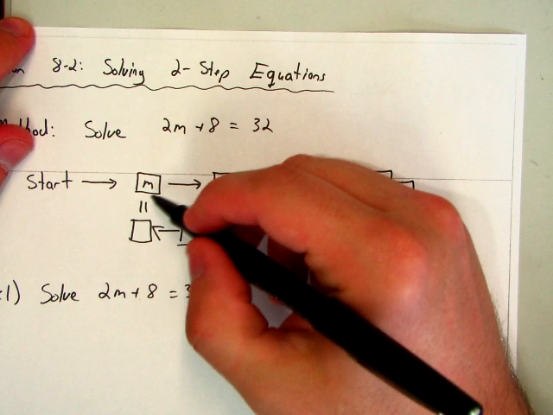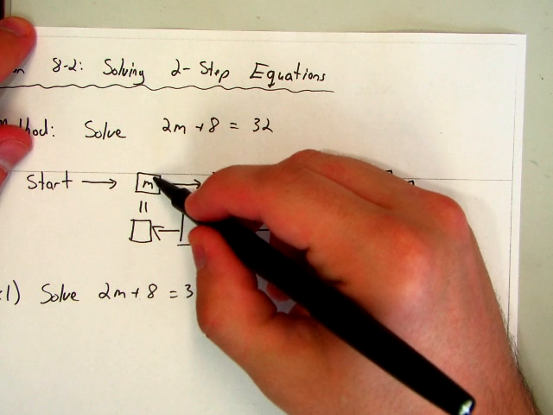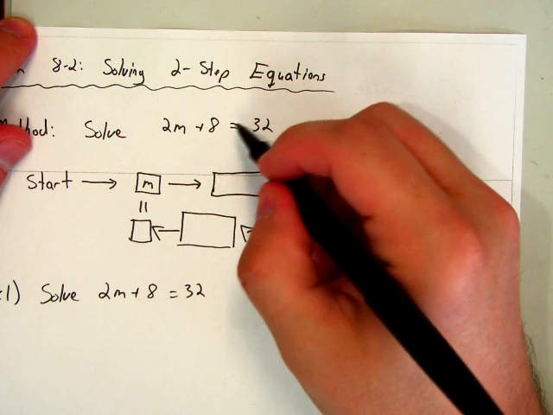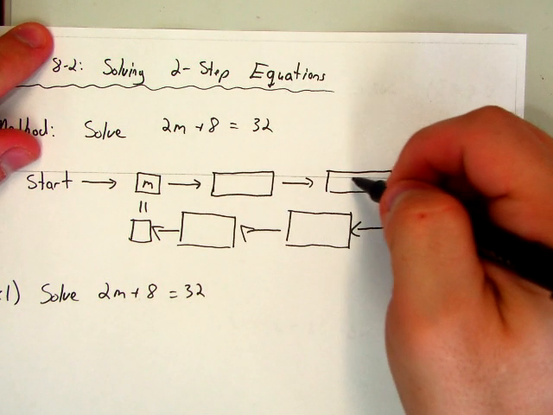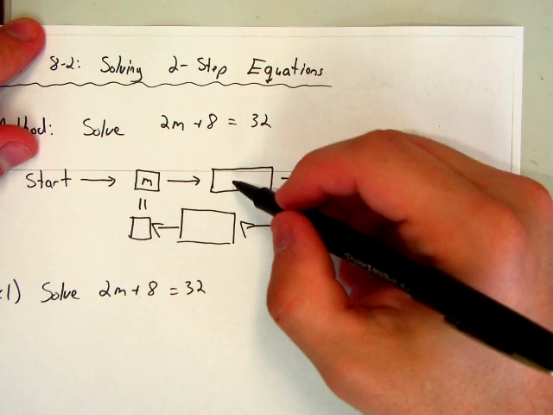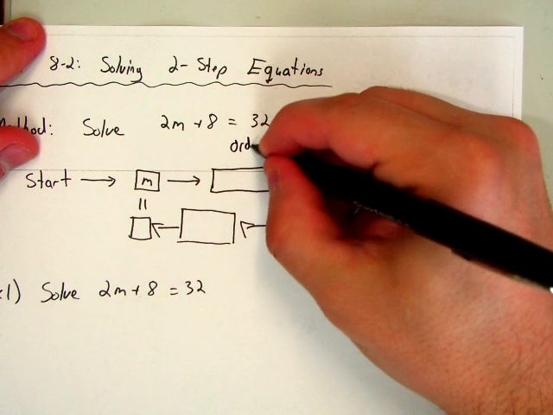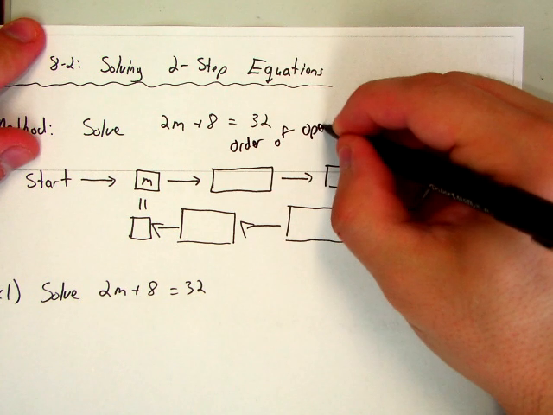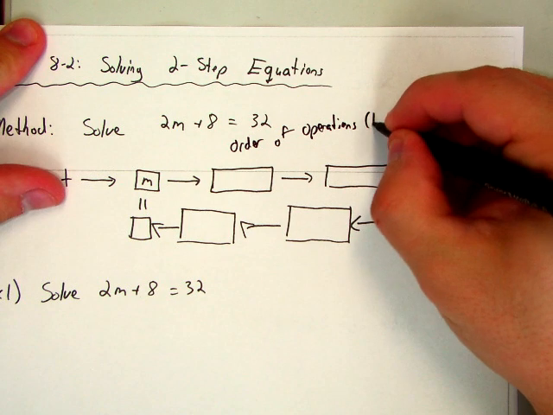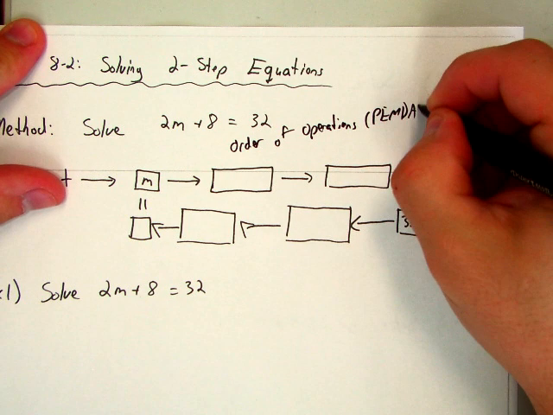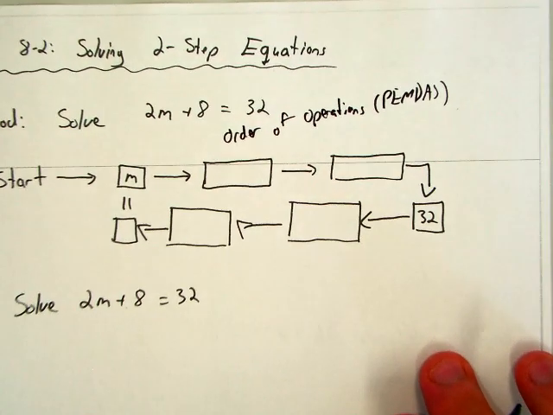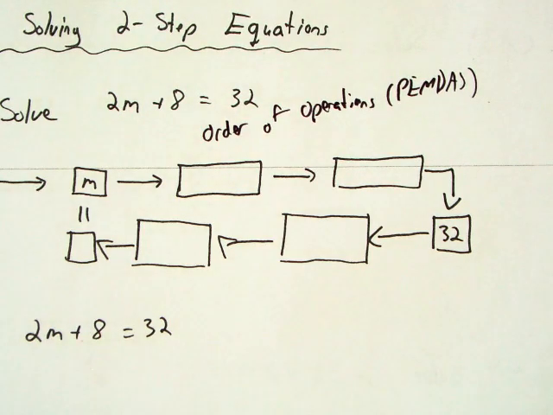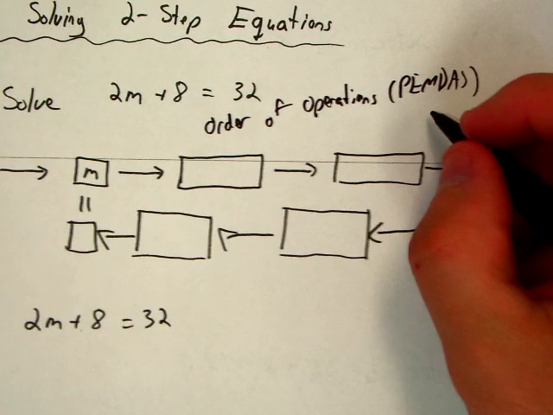So what we do is in this first box, we put the variable. In this case, we're solving 2m plus 8 equals 32. So m is the variable. As we move along to the right here, we remember order of operations, and that's, remember, PEMDAS. So as we go along to the right here, we think of what gets done first to the variable. And the first thing that gets done to the variable in the order of operations is to multiply.